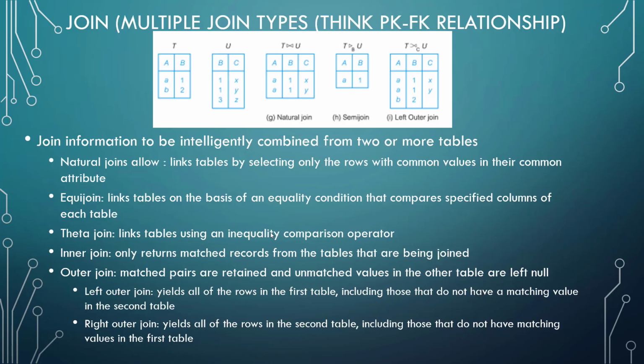Our next operation is called a join, and there are multiple types of joins. You can think of a join as just the primary key foreign key relationship that we've been talking about since week 1 of class. In this example, we have a relation T that has fields A and B, and this data. We have a relation U with fields B and C with this data. The common field is B.